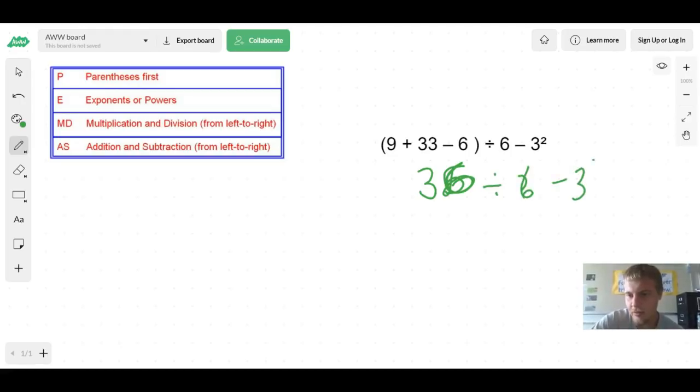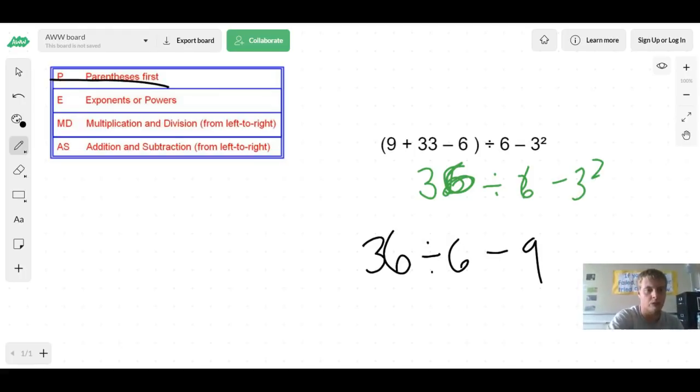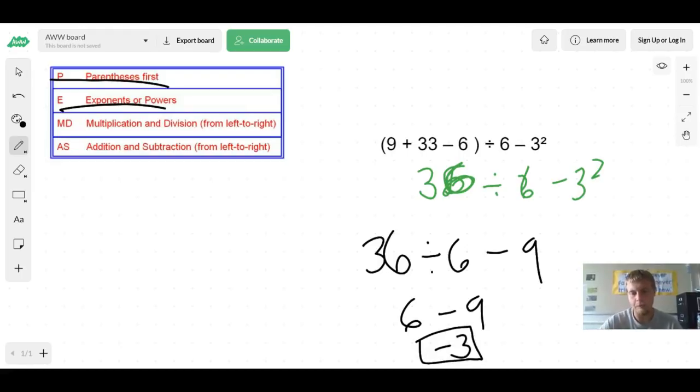minus 3 squared. And we know from that last example that -3 squared, because it doesn't have parentheses, would be a -9. So we're going to actually get 36 divided by 6 minus 9. And now again, we have to keep doing the order of operation. So we do division next, which would give us 6. And then we would subtract 9, which would give us -3.